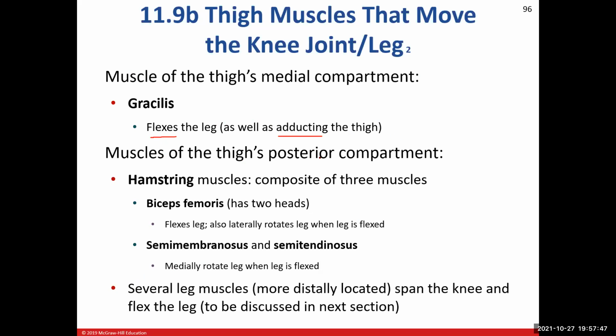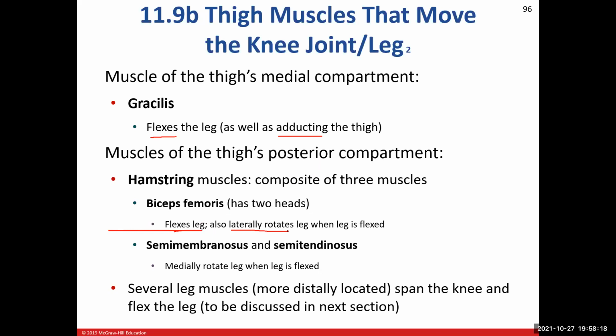Going back to the posterior compartment of the thigh, we have our hamstrings muscles. Now we know that the hamstring muscles are going to extend the thigh when you go back to kick the ball. But what's it going to do to your knee? It's going to bend your knee. So it will flex the leg. Now, when we flex the leg, we'll get some lateral rotation of the leg. That's the biceps femoris.